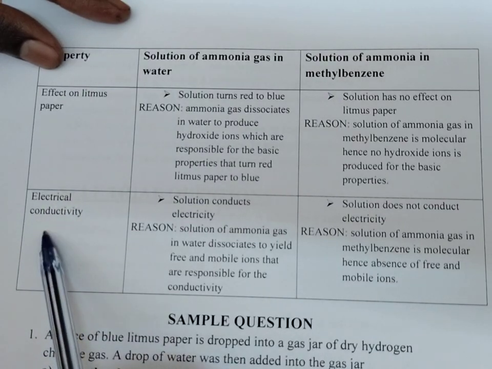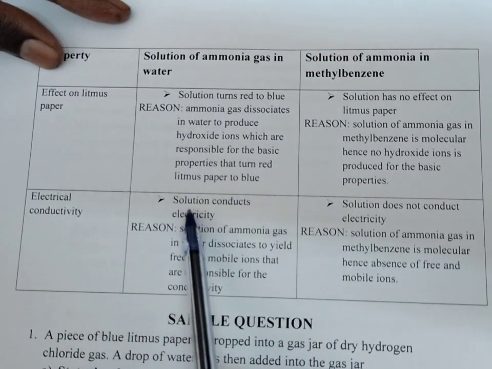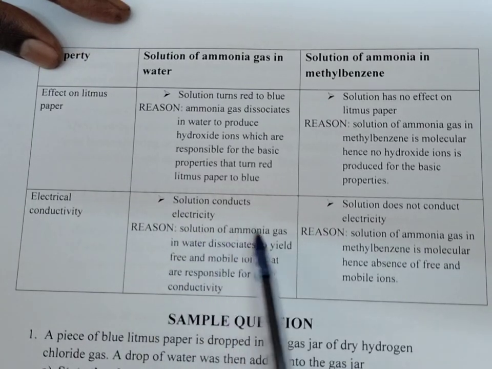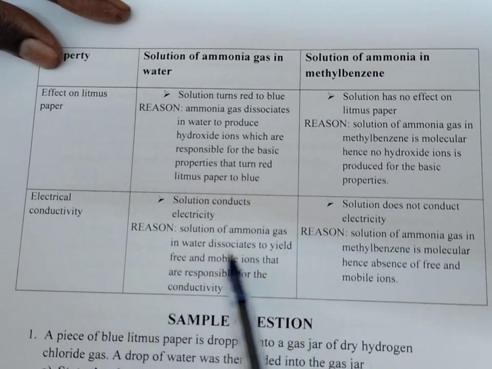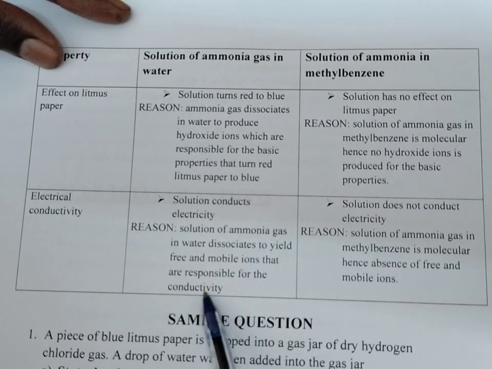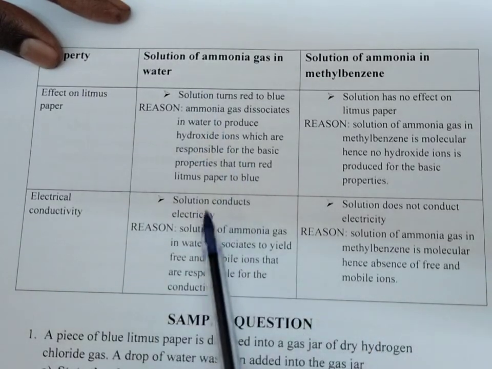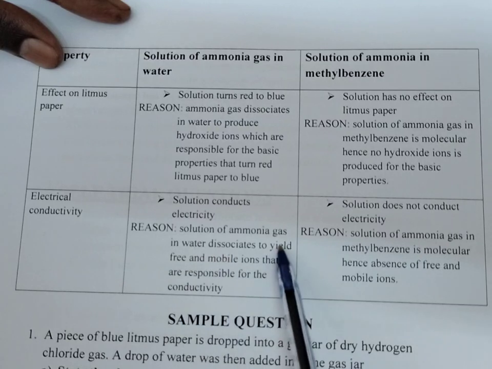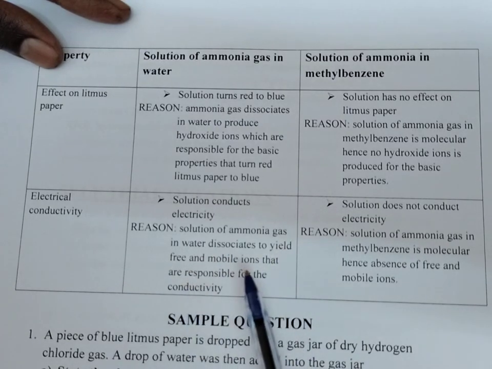What is the electrical conductivity? Solution of ammonia gas in water conducts electricity. Why? Solution of ammonia gas in water dissociates to yield free and mobile ions that are responsible for the conductivity. Meaning, if this ammonia gas dissociates in water, it dissociates to yield free and mobile ions, and the free and mobile ions are the ones responsible for the electrical conductivity.